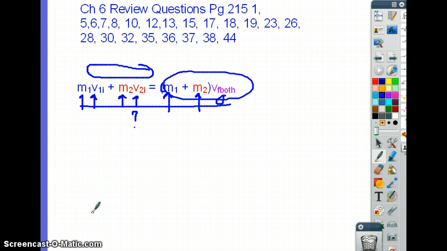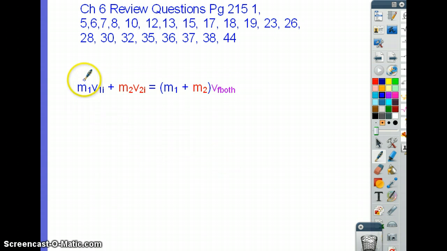On 28, two cars with masses of 4 and 3 kilograms move towards each other on a frictionless track with speeds of 5 and 4 meters per second. They stick together, find the final speed. This is exactly this equation. You're given mass of 4, speed of 5, mass of 3, speed of 4, but they're going towards each other, so one of these has to be a negative velocity.